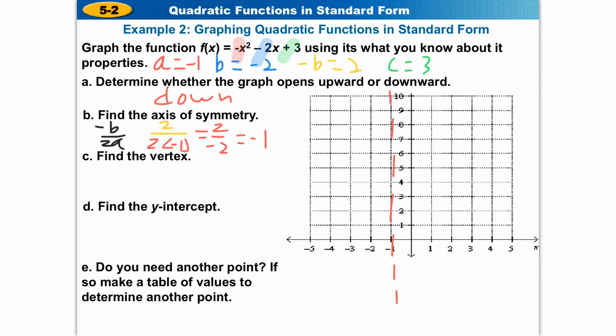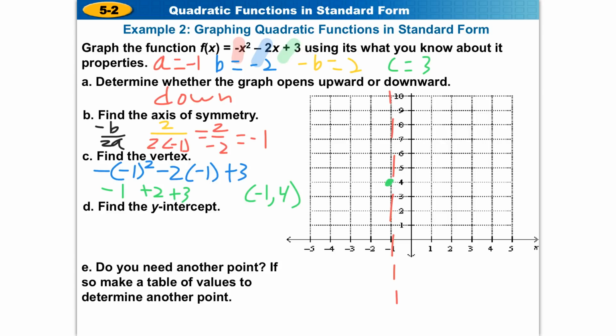Now we're going to plug that into the equation to find the vertex. So be careful here because it's a negative x. It'll be negative, and when we substitute x in, that's also going to be negative. -x squared minus 2 times x plus 3. So that's going to be -1 plus 2 plus 3, which is 4. So our vertex is -1, 4.